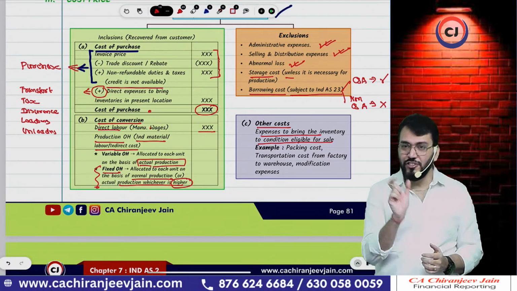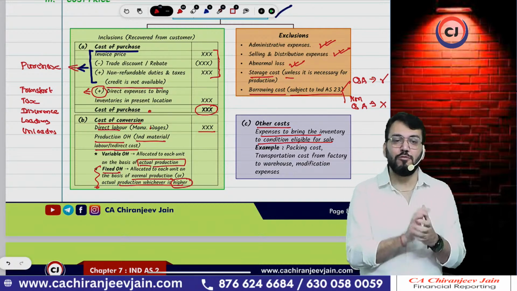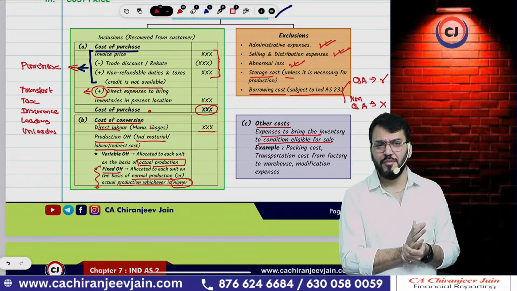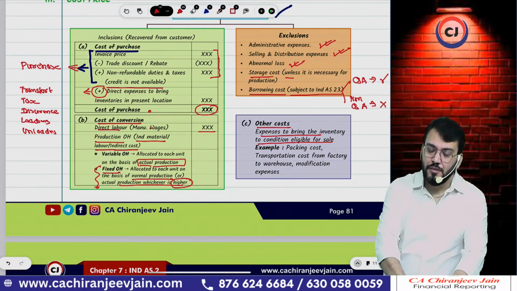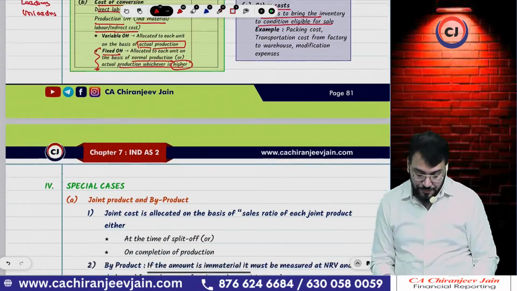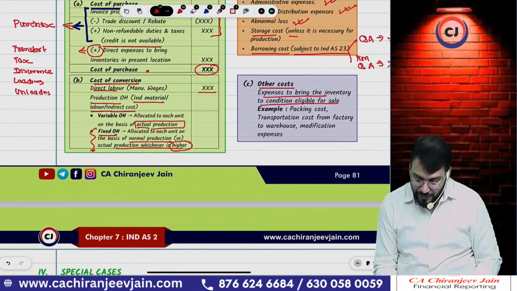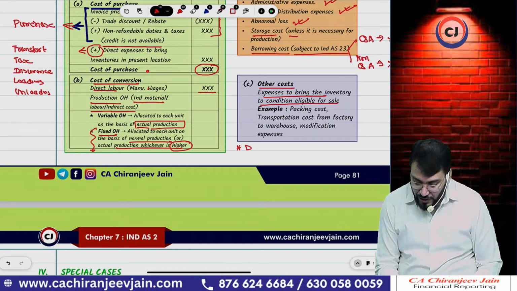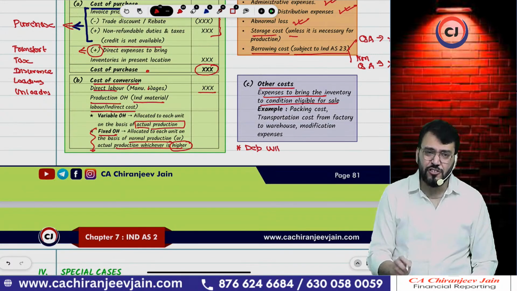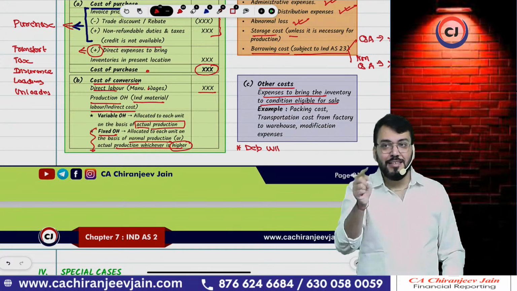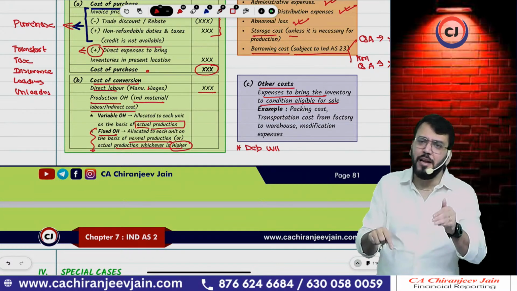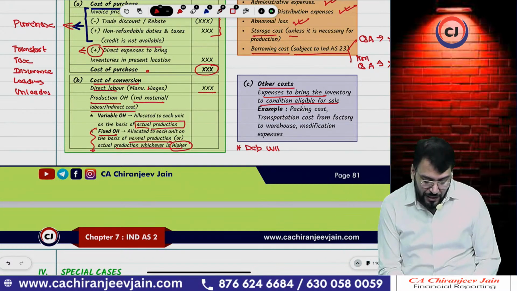My question is that depreciation will be included or will not be included in the cost price of inventory? 100% correct. Very good. Just write down. Excellent. I'm happy. Depreciation will be included. Depreciation or amortization both. Amortization we say for intangible assets, depreciation we say for property, plant and equipment. So better write down depreciation and amortization.